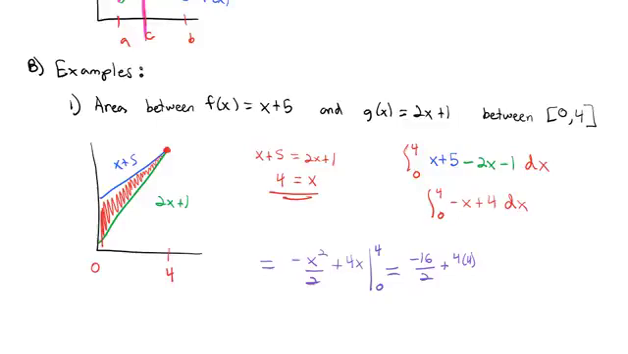And then we would subtract plugging 0 in. But if we plug 0 in, 0 squared over 2 plus 0 times 4 is just 0. So that's kind of nice. It's all 0. So what we end up with is negative 8 plus 16, or just an area of 8 square units between x plus 5 and 2x plus 1.